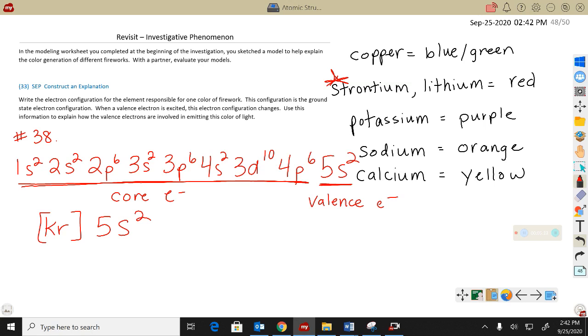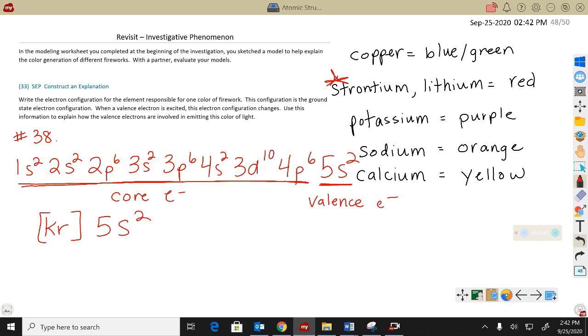Awesome. So we've got the ground state configuration. Ground state just means where all the electrons are in their lowest energy level. When a valence electron is excited, this configuration changes. Use this information to explain how the valence electrons are involved in emitting this color of light.